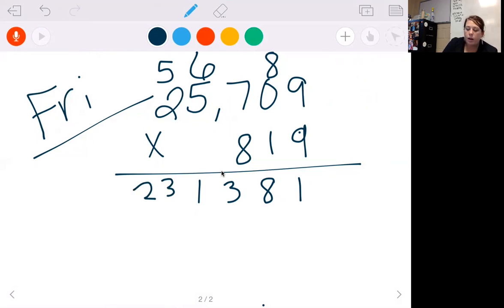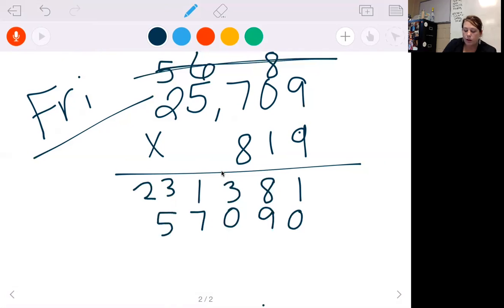Placeholder 0. 1 times 9 is 9. 1 times 0 is 0. 1 times 7 is 7. 1 times 5 is 5. And 1 times 2 is 2. Okay, then I need 2 placeholder zeros.